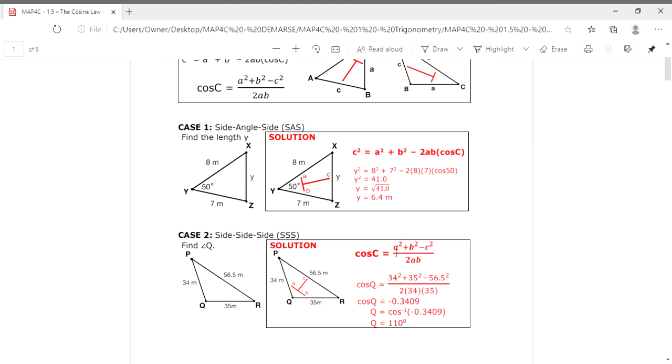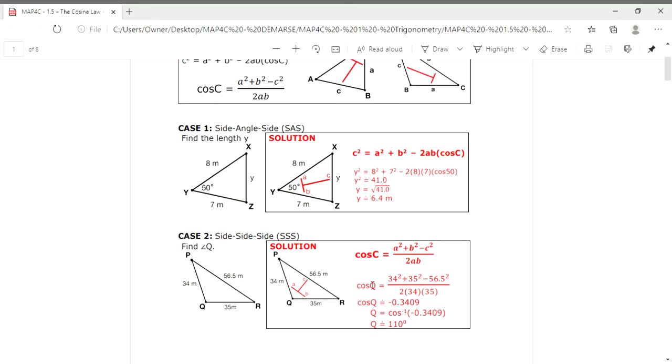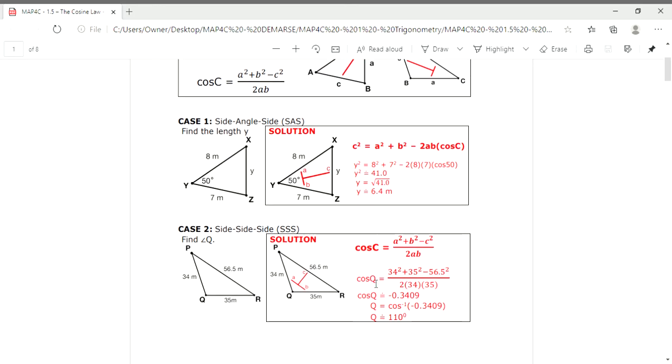Cos of C is equal to a squared plus b squared minus c squared, divided all by 2 times a times b. We're asked to find angle Q. Now, from the original version of cosine law, that will be our angle C. So the left-hand side, instead of cos C, let's input that variable of Q. So cos of angle Q is what we are trying to find. Now, because we were looking for Q, the C in the original equation has to be the length of Q in this case, on our triangle.